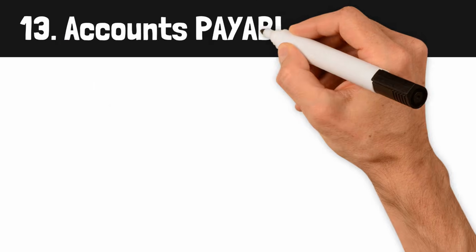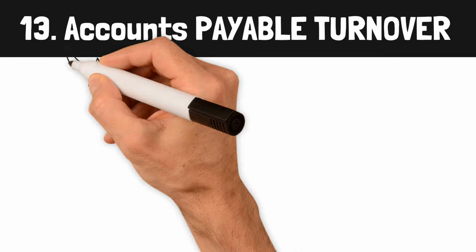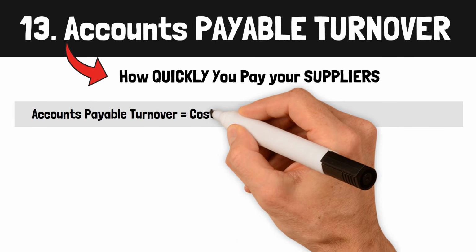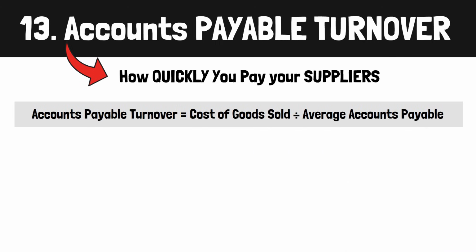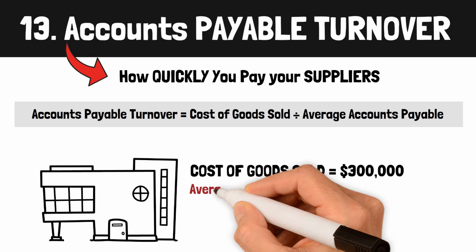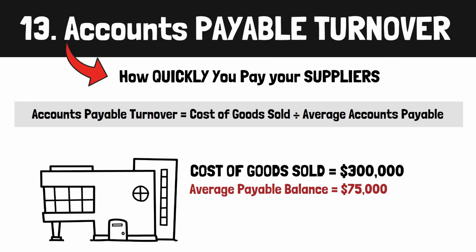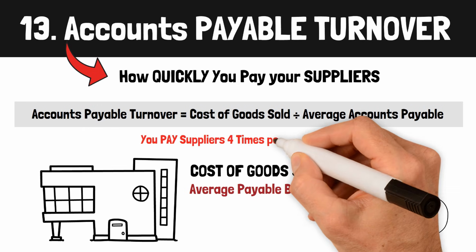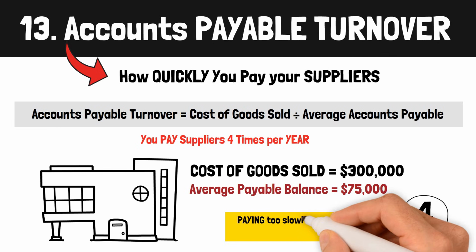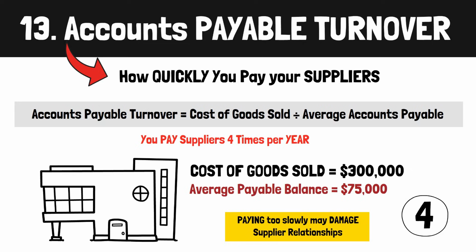Number 13. Accounts payable turnover. Accounts payable turnover shows how quickly you pay your suppliers. The formula is cost of goods sold divided by average accounts payable. If your cost of goods sold is $300,000 and your average payables balance is $75,000, divide $300,000 by $75,000 and you get 4. This means you pay suppliers 4 times per year. Paying too quickly may hurt cash flow, while paying too slowly may damage supplier relationships. Balance is important.